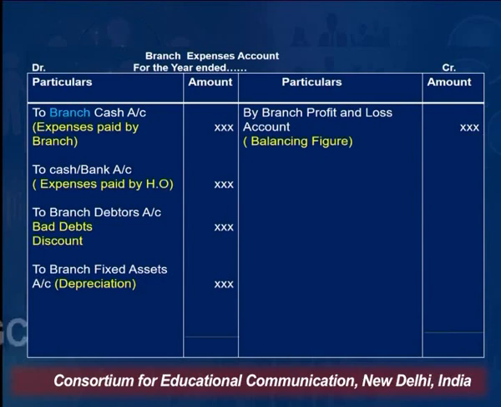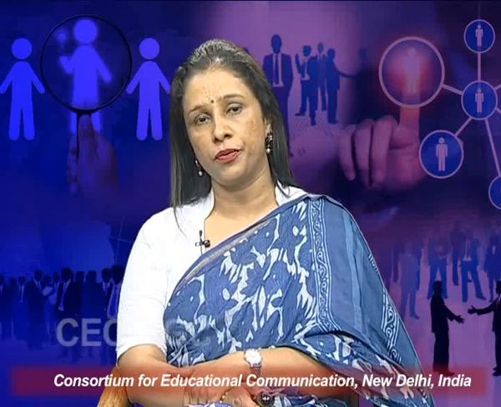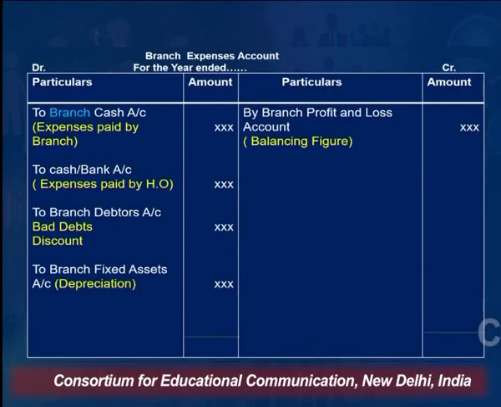The next item is the expenses which are paid by HO. Any expenses which are paid by HO, head office, or expenses which are paid by branch itself has to be shown on the debit side of this account. The next item is branch debtors. It depicts the bad debts and discount which is given to the debtors. So basically these are the expenses of the branch. And these expenses we have shown in the branch debtors as well with the name branch expenses.